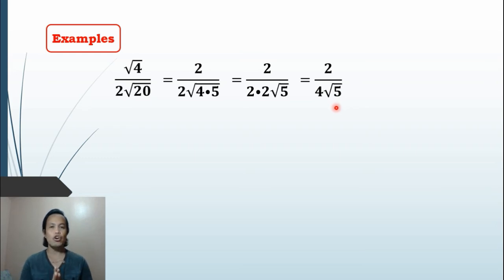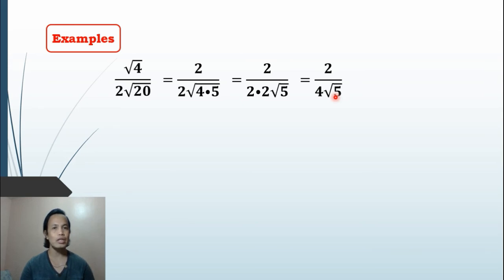Now, a fraction should not contain a radical in the denominator. In this case, we have here the radical, which is the square root of 5. We have to see to it that our final answer should not carry a radical expression in the denominator. So what we do is simply rationalize the denominator. The process of rationalizing the denominator is to eliminate the radical symbol in the denominator.